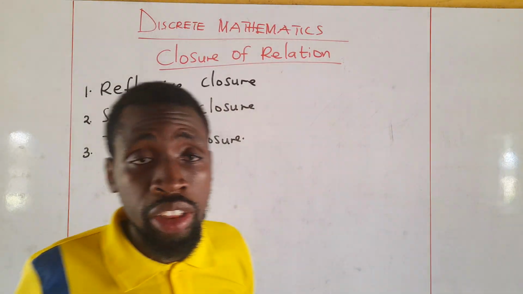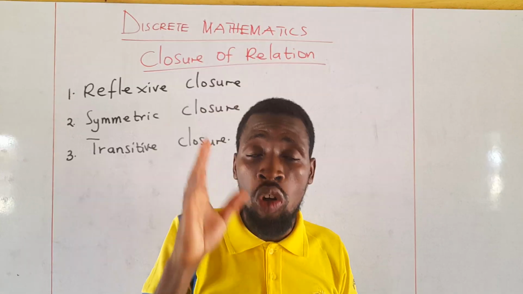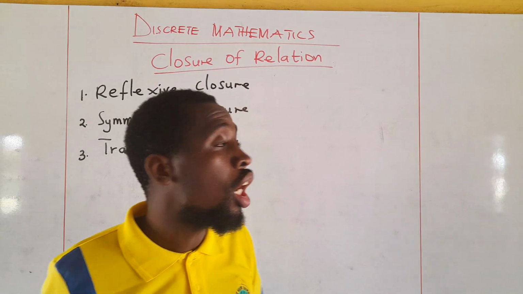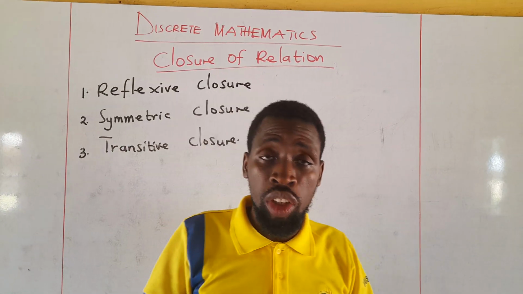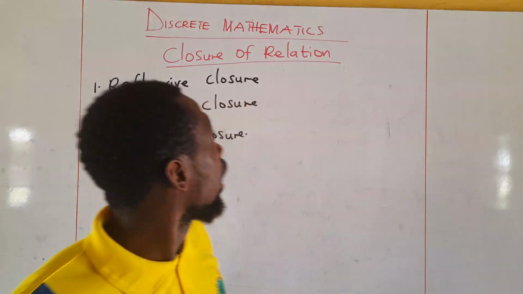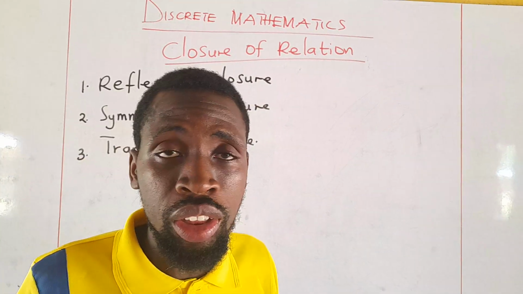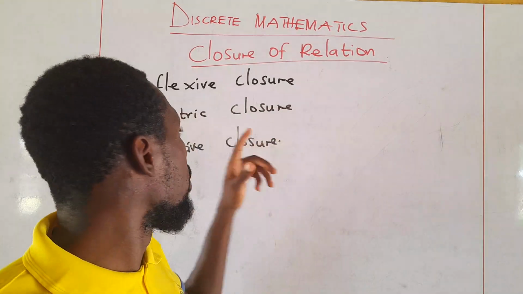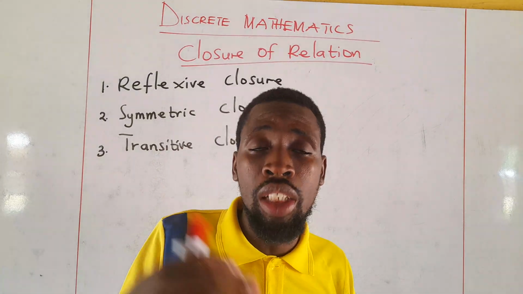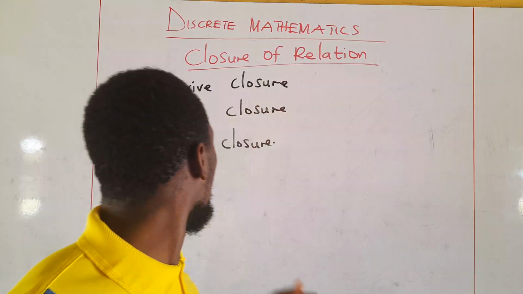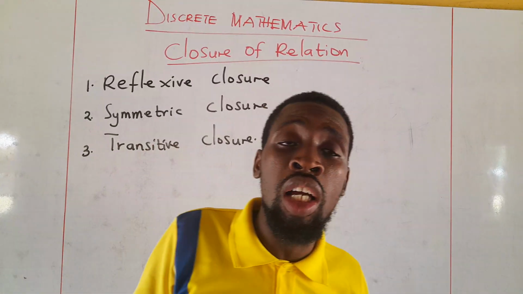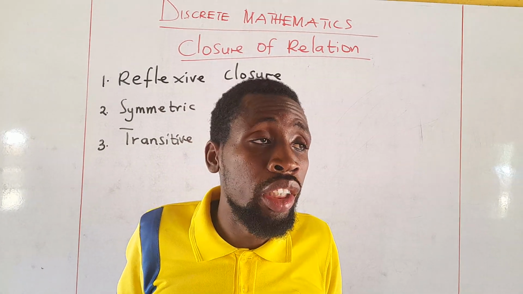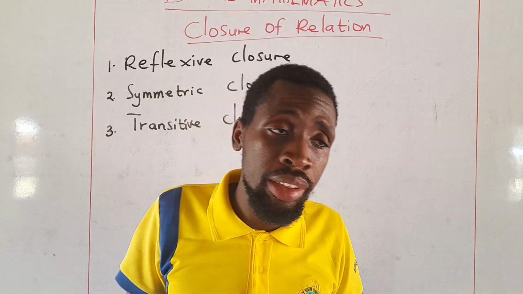Today, our discussion on discrete mathematics will be on a very important property of relation, which is closure of relation. Before the video ends today, we will look at what a reflexive closure means, how to find a reflexive closure of a relation. We look at symmetric closure, how to find the symmetric closure of a relation. Then transitive closure, then how to find a transitive closure of a relation. This will be a very interesting engagement, so please be my guest.